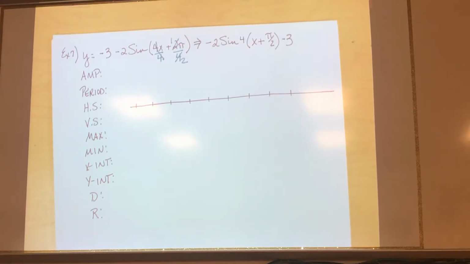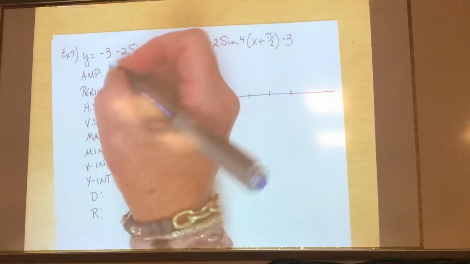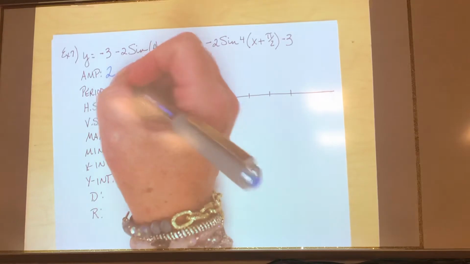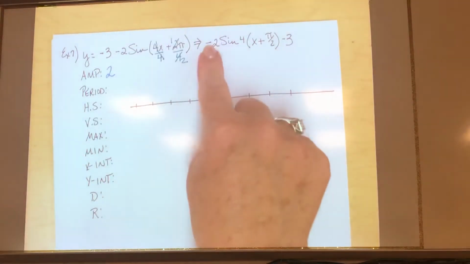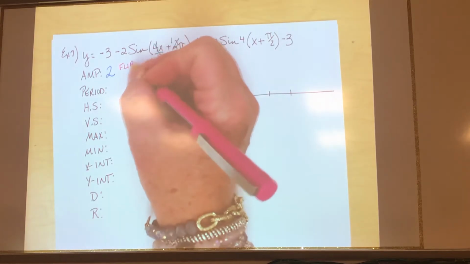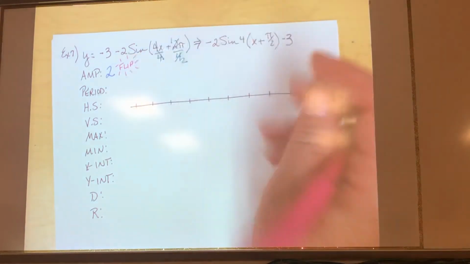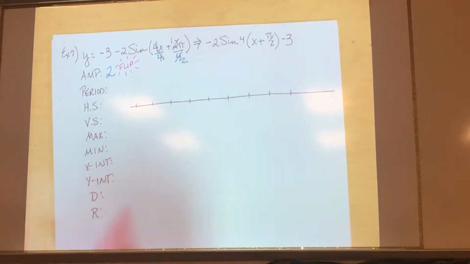All right, what's my amplitude? 2. What's going to be the careless mistake? People aren't going to flip. Negative 2. That negative, you better write the word flip here, because if you're anything like me, you're going to start to graph that thing and you'll never even look up there. You'll just go, sine curve, I got it. And it won't make any difference to you.